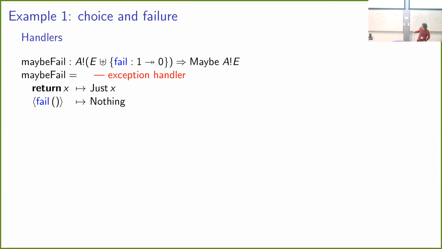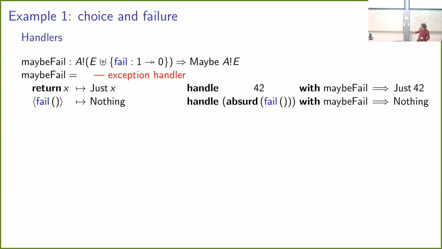Unlike traditional exception handlers, we have this return clause, which says what to do if we successfully get a value back with a pure value, no effects. In that case, we wrap it in just of X. And then if we come across fail, we return nothing. So this is just showing you how that would work. So this is just basically exception handling.